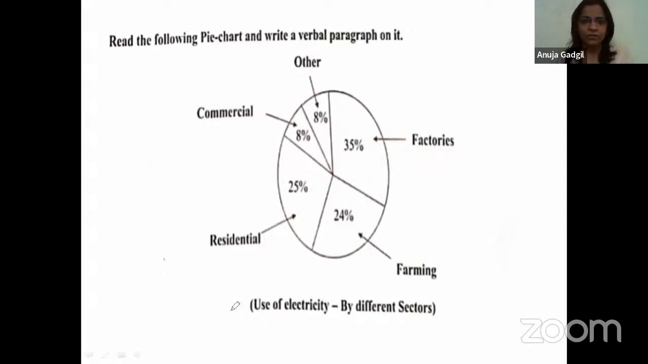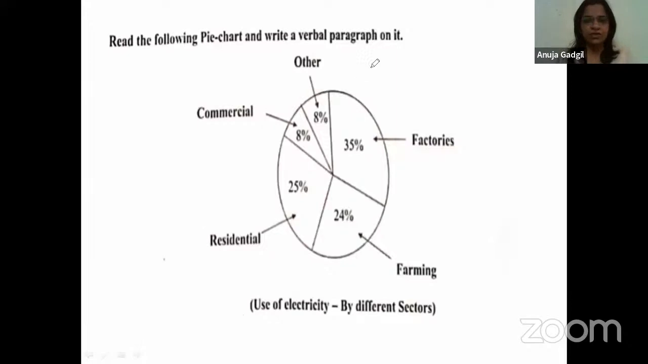Okay, I will tell you. You could use this as a title: Use of electricity by different sectors. Okay, you can simply pick this as a title. It's easy. Or you can say usage of electricity by different sectors. Okay.